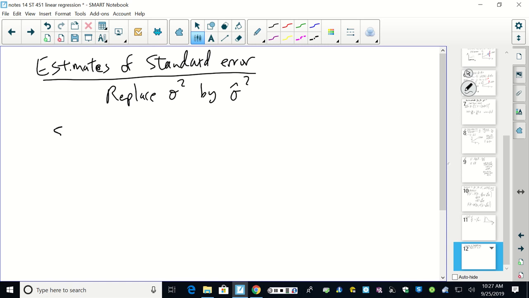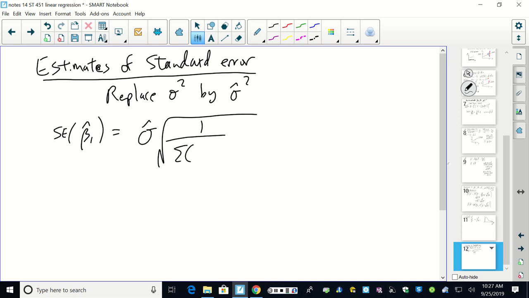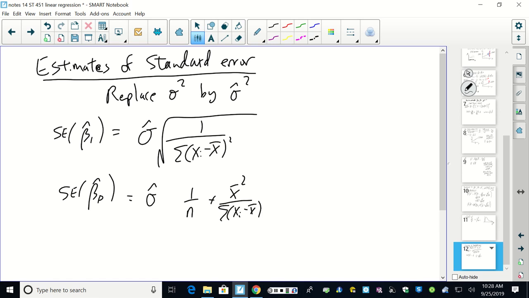And so our standard error formula for beta 1 hat is going to be our sigma hat times the square root of that multiplier over there. The standard error that we would use for beta 0 hat is this one, and then there's a 1 over n plus x bar squared over the sum of xi minus x bar squared, square root of all that, right?